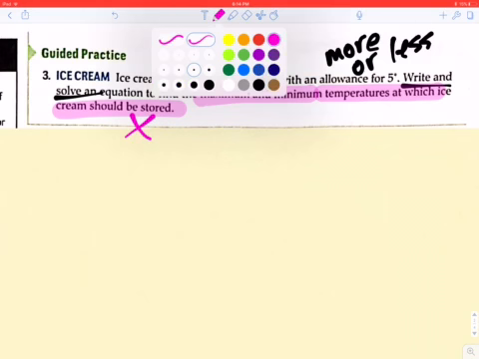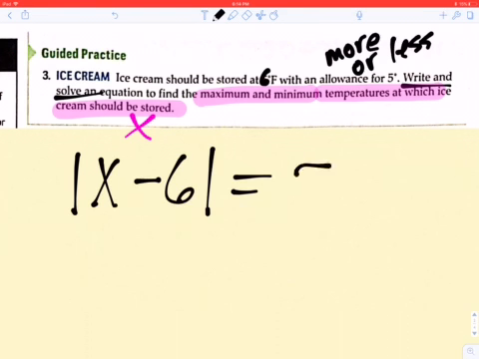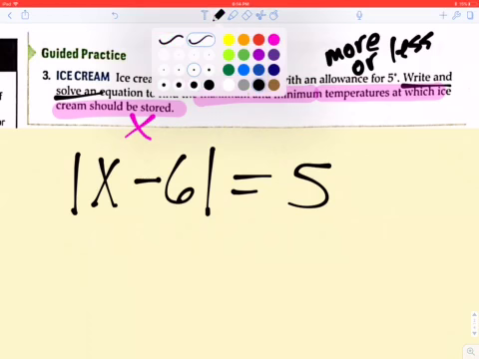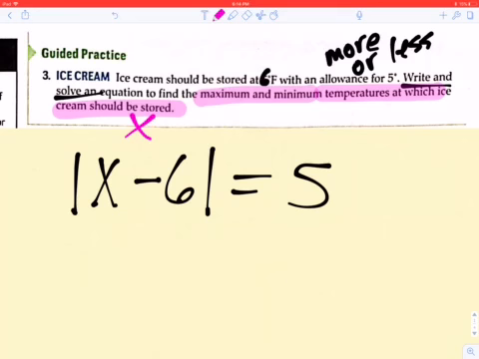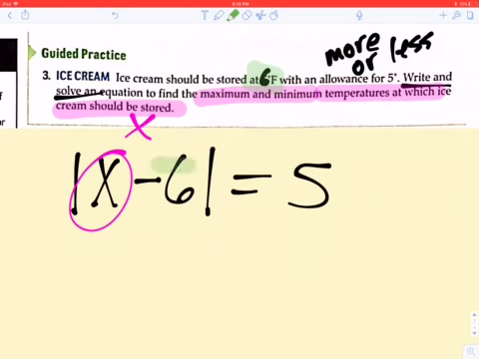I'm going to write the equation: absolute value of X minus 6 is equal to 5. Let me explain what that means. I took the X that represents, not the one that's recommended, not the ideal, because remember, this 6 is your ideal amount. X is what you can get away with given that allowance of 5.